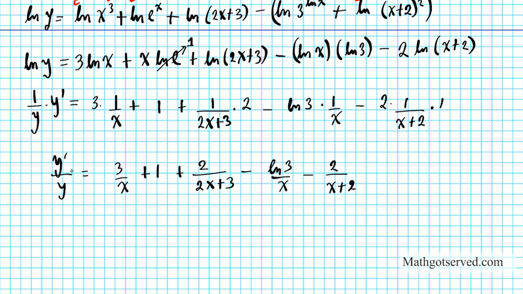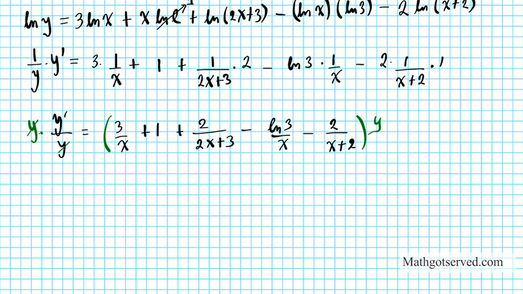Alright, now we're asked to find y prime, or the derivative, so I need to isolate y prime. In order to accomplish that, I need to multiply both sides by y. So multiply the left side by y, and then multiply the entire right side by y also. Okay, so these two cancel out. I'll be left with y prime equals, the quantity ln 3 over x plus 1 plus 2 over 2x plus 3 minus 1 over x minus 2 over x plus 2.